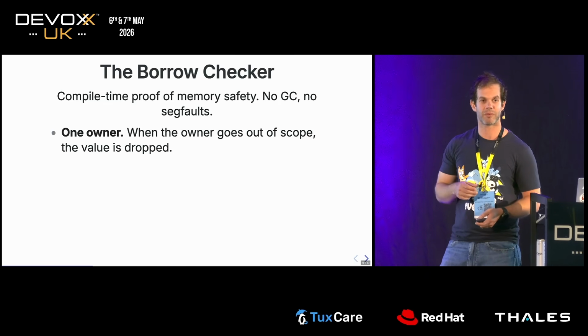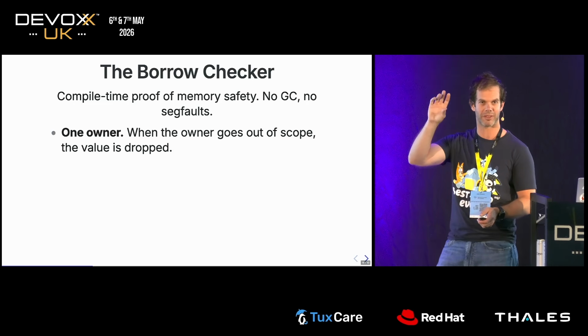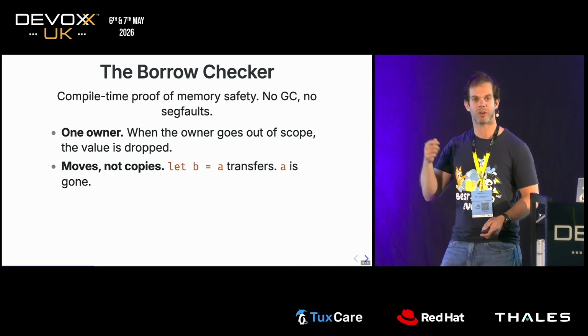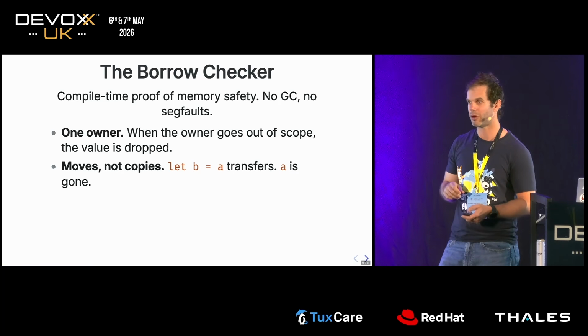And the rules go like this. Every value has one owner, and an owner is a lexical scope. So the body of a function, the inside of two curly brackets, a loop. When you assign a value to another name, the original value is gone. You can't use it anymore, which is what the compiler has just told us.